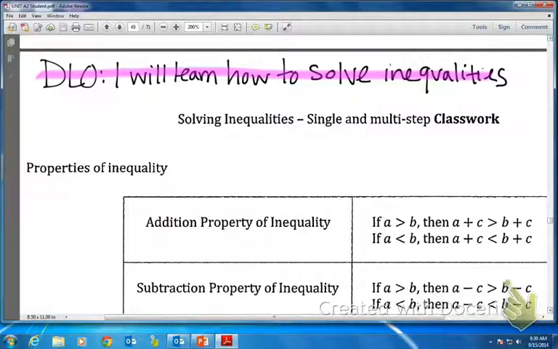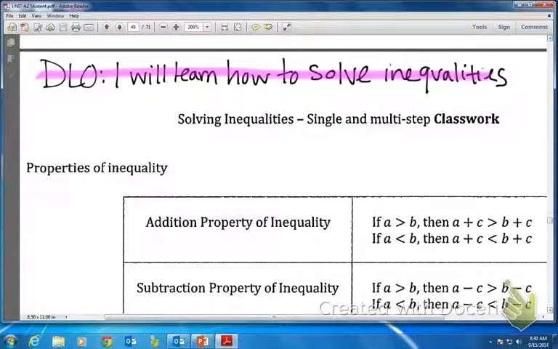So today we're going to look at solving inequalities. In the past day or two, we've only been looking at making sure that we can set up inequalities or that we can evaluate inequalities. But today we're going to work on solving inequalities just like we have worked on solving equations in the past.